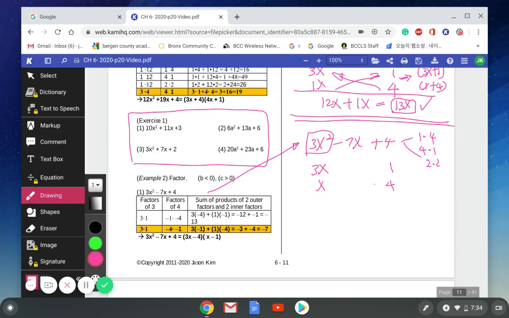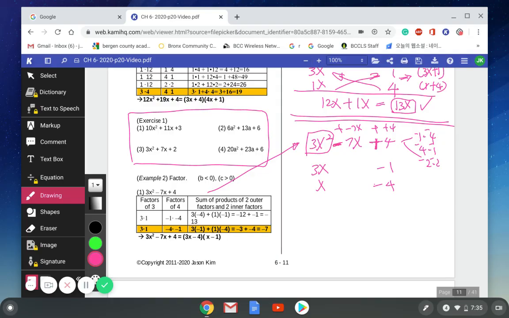But according to the sign law, when you have a minus with a plus, because that's the same as plus negative 7x, and this is plus positive 4, so minus with a plus, both of them have to be minus. So in that way, when you multiply them, they become positive 4. When you cross multiply and add them, it becomes negative.